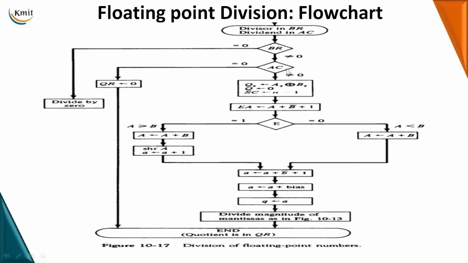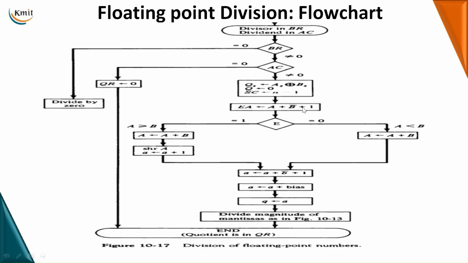If both BR and AC contain non-zero values, the next step is initialization of the registers, where you initialize the sign bit of your quotient by performing AS XOR BS, where AS is the sign bit of your dividend and BS is the sign bit of your divisor. Next, you initialize the register capital Q to all zeros, and the sequence counter is set to n minus 1. The reason for n minus 1 is that we are not including the sign bit; it represents the number of bits of your quotient.